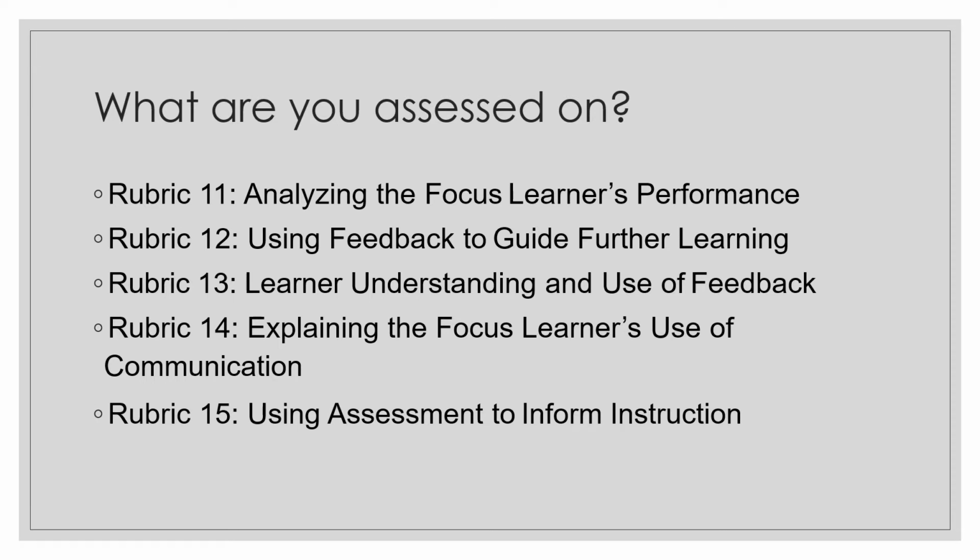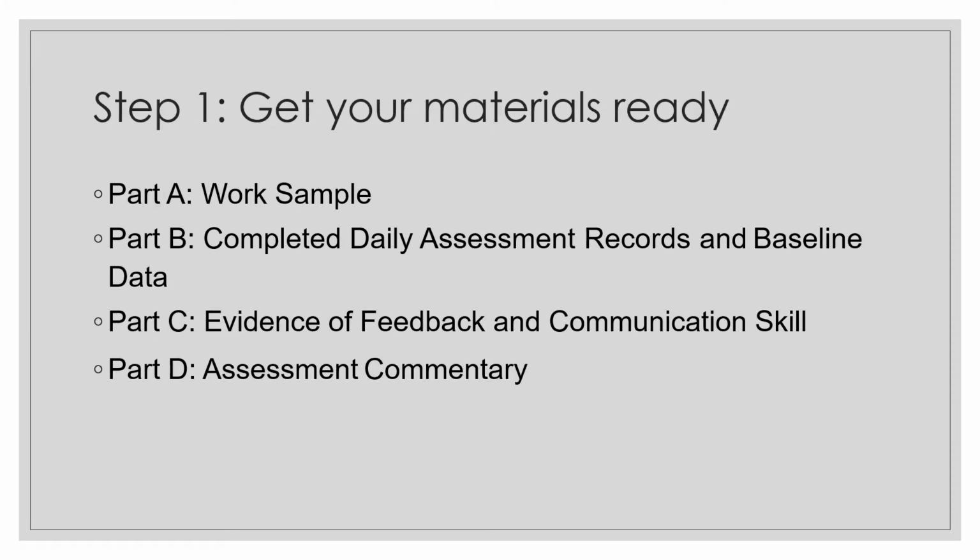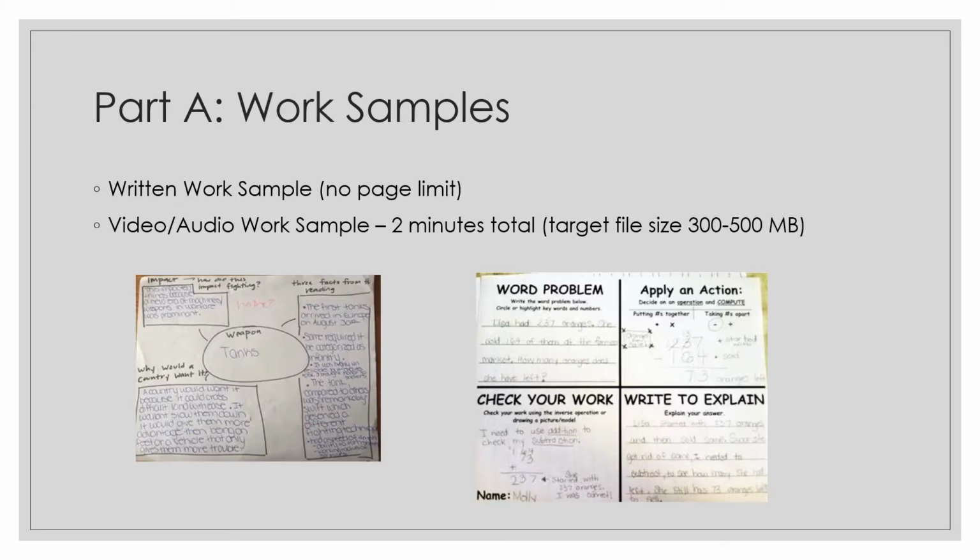Let's now look at what you actually have to submit. This first step is to get the materials ready. You're going to need for Part A, a work sample. Part B, completed daily assessment records and baseline data. For Part C, evidence of feedback and the communication skill. And for Part D, the assessment commentary. Now let's go through each of these so that you can see specifically what they're requiring.